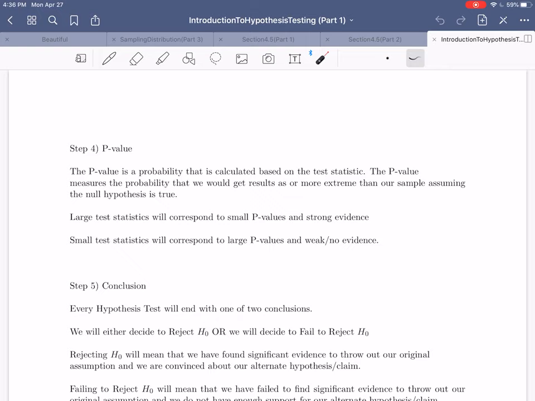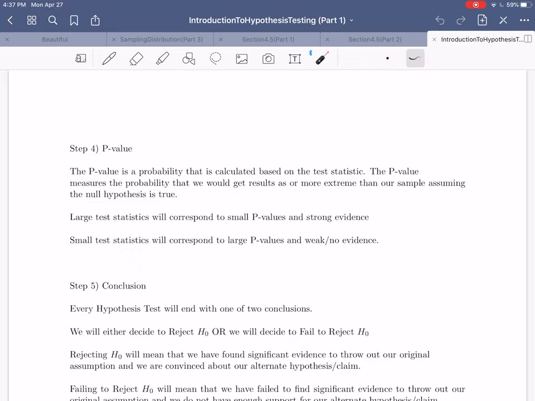As we learn different hypothesis tests, we will learn to use different statistical tables based on the appropriate distribution. Sometimes it'll be the normal distribution. Sometimes it'll be new ones that we'll learn about. But we'll use the test statistic and a statistical table to calculate this p-value. The p-value, formally, if you want a definition of it, measures the probability that we would get results as or more extreme than our sample, assuming the null hypothesis is true. So notice again in that definition, it has that phrase, assuming the null hypothesis is true. Because as we do all these computations, we're working under the assumption the null hypothesis is true.